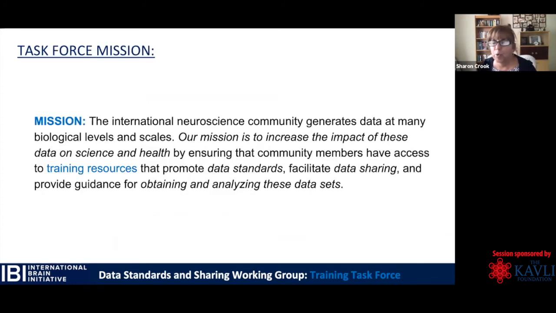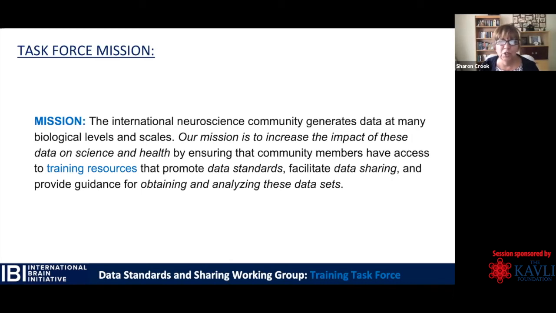So we all know how important data are to the neuroscience community, and they've become much broader, heterogeneous. And the great thing is that we have more and more resources sharing data. We have more and more software packages for analyzing data, and many of these are coming out of the brain initiatives that are part of the International Brain Initiative.